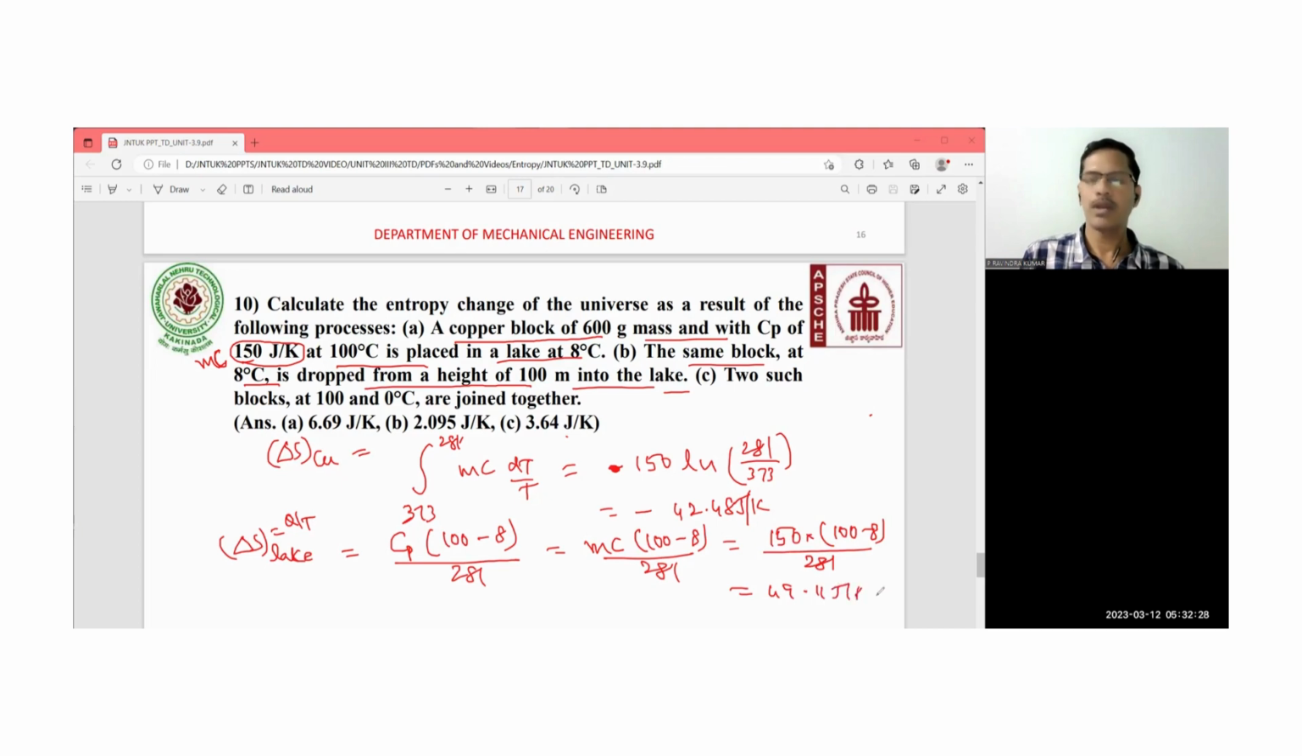So you will get this as 49.11 joule per Kelvin. The entropy change of the universe is equal to the entropy change of the copper plus the entropy change of the lake. You can get it as 6.63 joule per Kelvin, right? So this is the first bit. Then work it out for the second case.